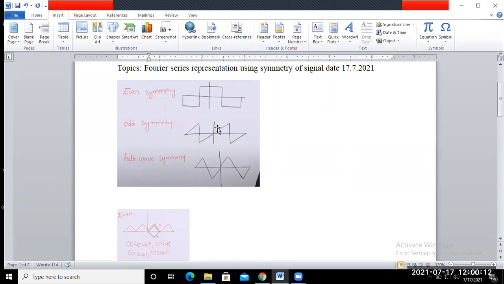This one is pure odd symmetry. So this one consists of all sine terms. That means sine omega naught t, sine 2 omega naught t, sine 3 omega naught t, and so on. And this one is your odd and half wave symmetry.